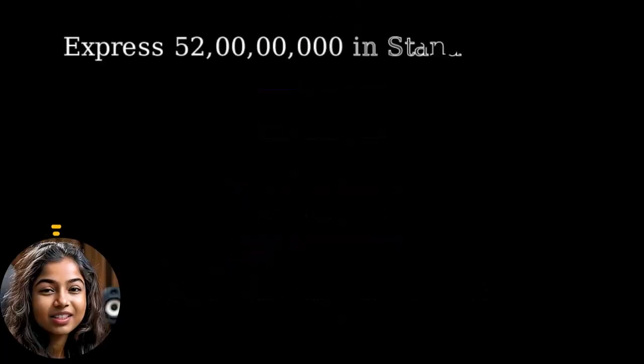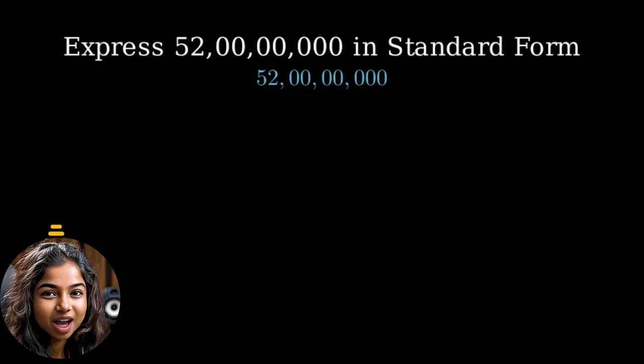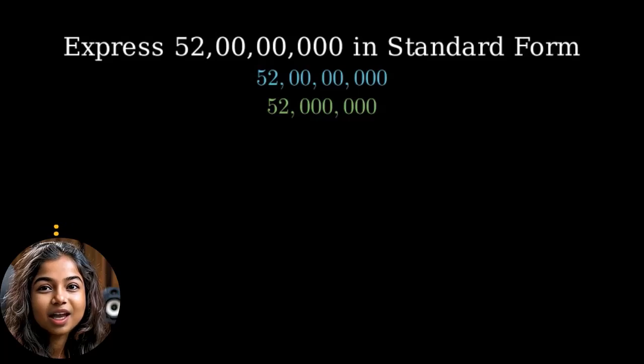Let's solve question 10. Express 52 crore or 52 million in standard form. First, let's write out our number. 52 crore, which is written as 52,00,00,000 in Indian notation. To convert to international notation, we'll rewrite it with commas every 3 digits from the right.